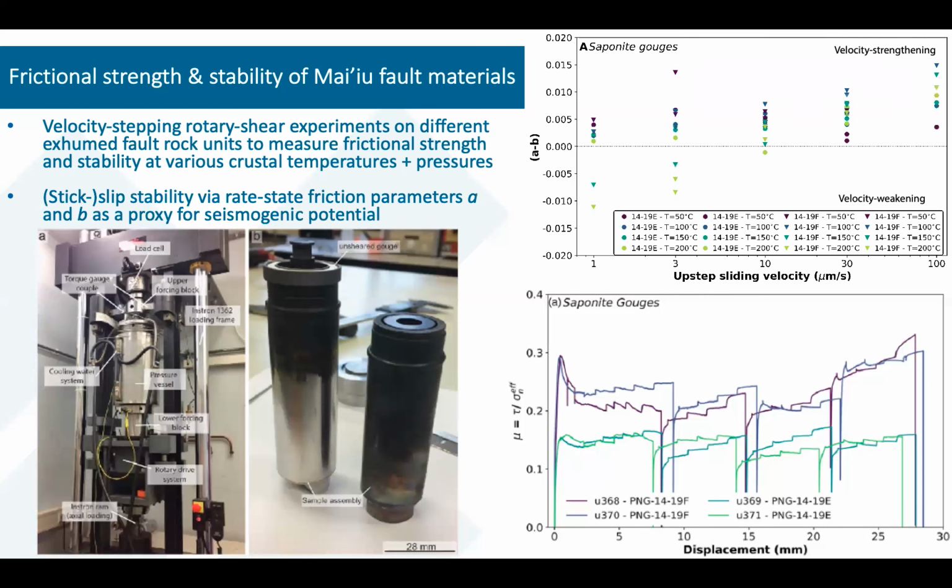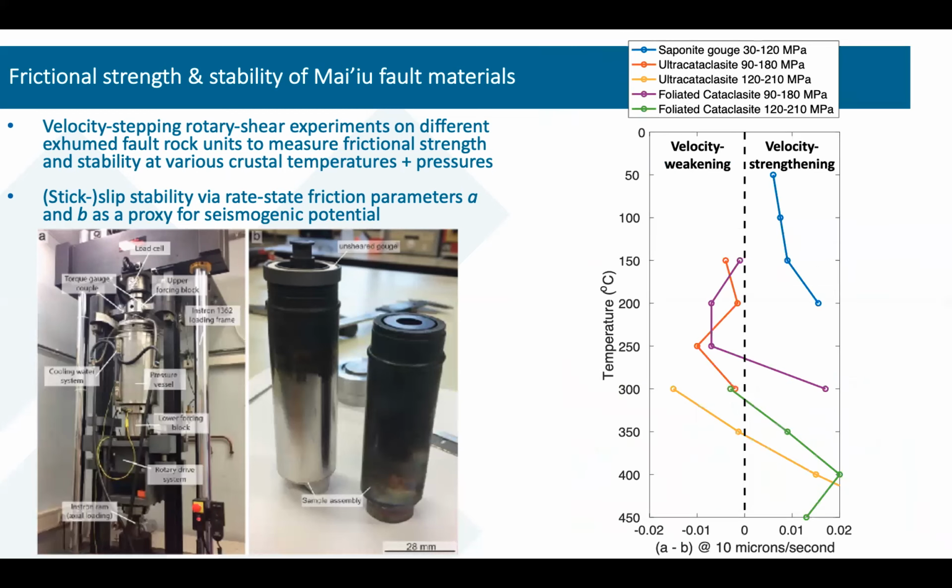And what we also test in the lab is not just the frictional strength, but also the frictional stability. I won't go too much into rate and state friction, but the rate and state friction parameters A and B are a proxy for whether these rocks are likely to slip unstably, which could potentially mean that they are seismogenic or slip during an earthquake. If they're velocity weakening, if A minus B is negative, versus if they're velocity strengthening and A minus B is positive, then an increase in slip velocity increases the frictional response, and we're more likely to arrest rupture and promote stable creep.